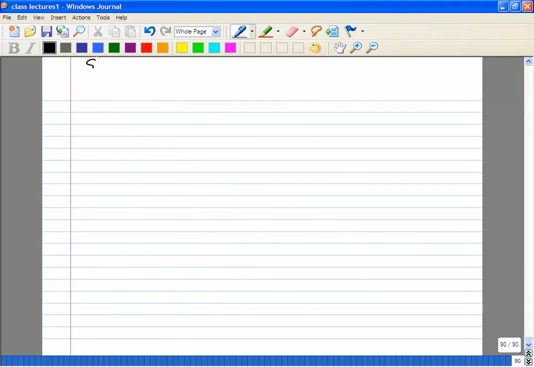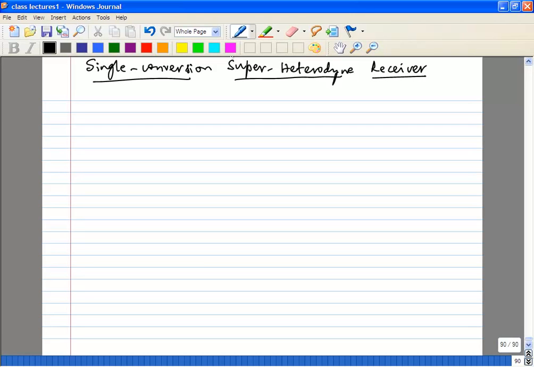So let's look at what is called the single conversion superheterodyne receiver. You'll see why this is called single conversion. Later in the course we'll study the double conversion receiver. Heterodyne simply means it uses a mixing of frequencies. Heterodyne just means a difference of frequencies.